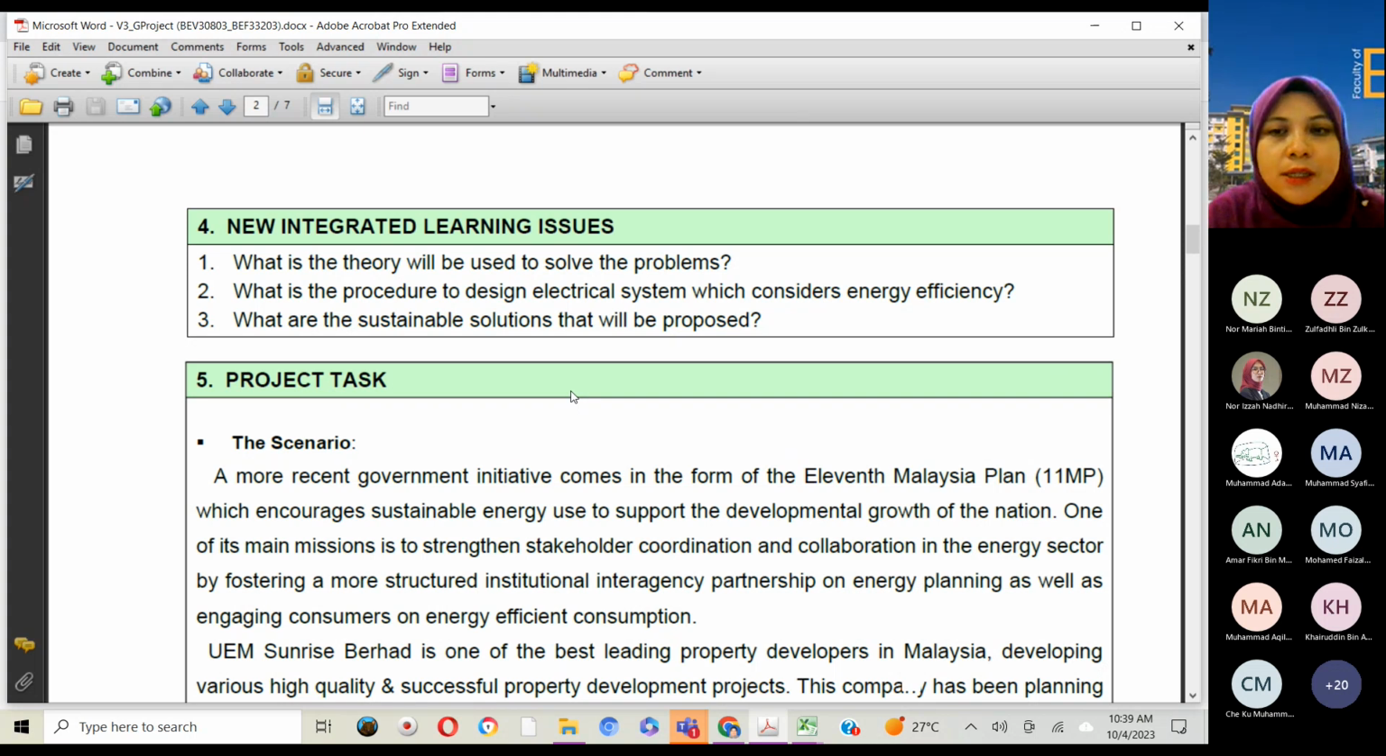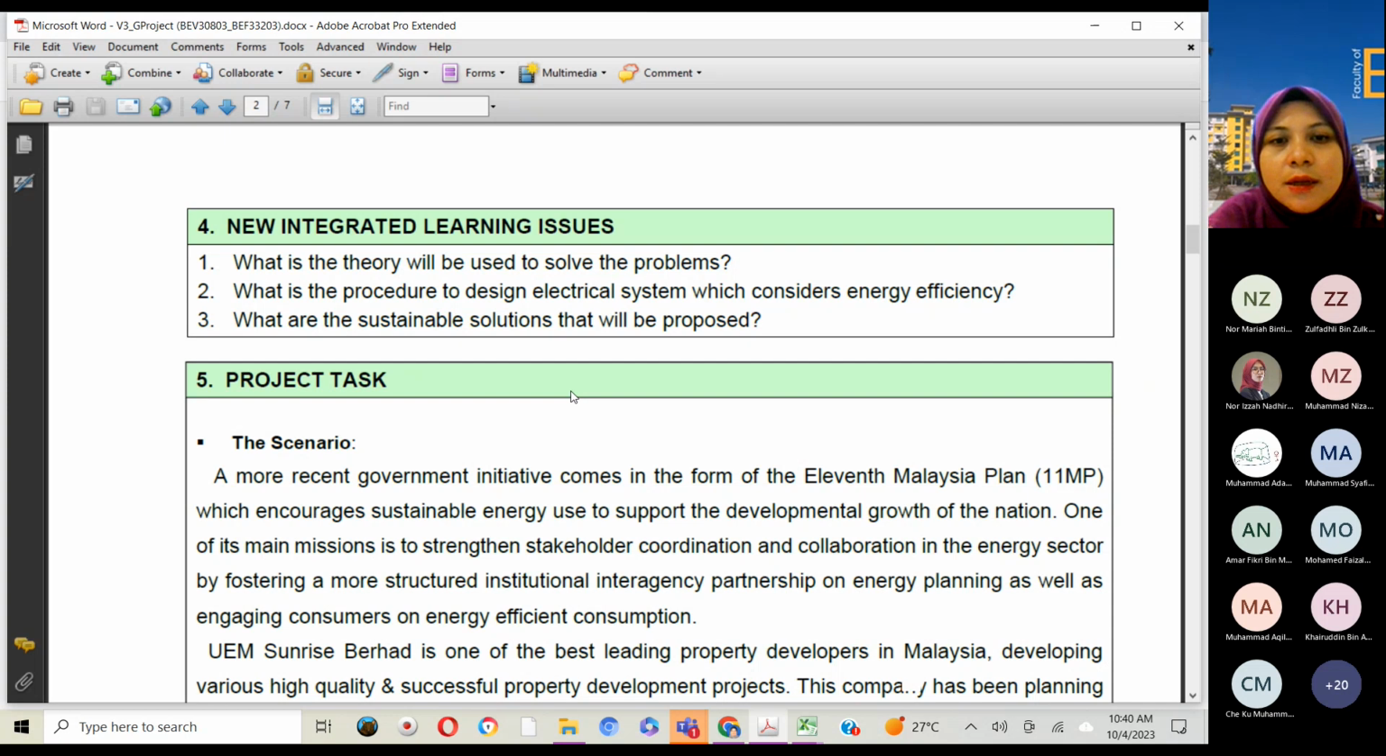What is energy efficiency? Energy efficiency means that we provide the building with the same energy but with the minimum cost. For example, you have to come up with the solution. We use a system that considers the energy efficiency. So you have to study first what is energy efficiency.